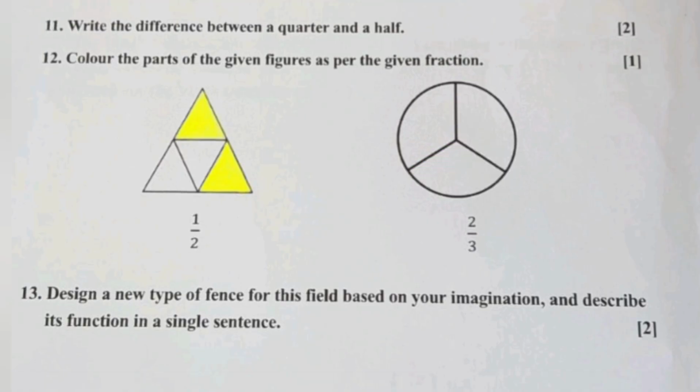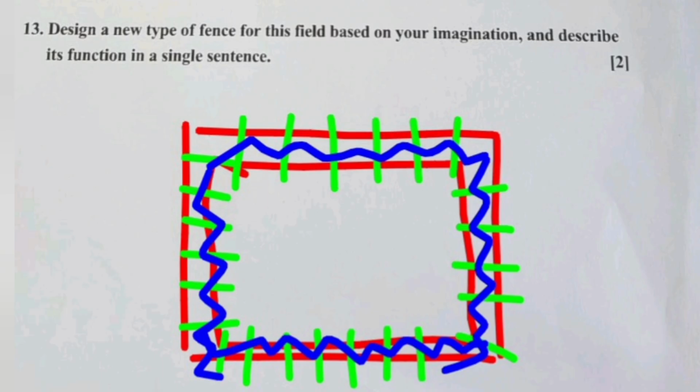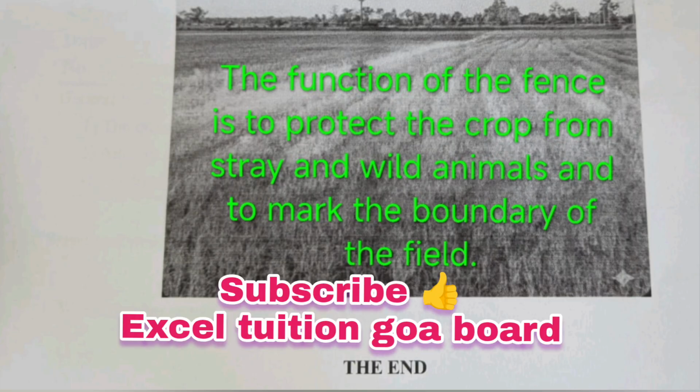Question number 13. Design a new type of fence for this field based on your imagination and describe its function in a single sentence. So here I have done a simple fence, that is a compound wall for a field. You can draw a fence of your own choice and own design. And you have to write the function of the fence in one sentence. The function of the fence is to protect the crop from stray and wild animals and to mark the boundary of the field.